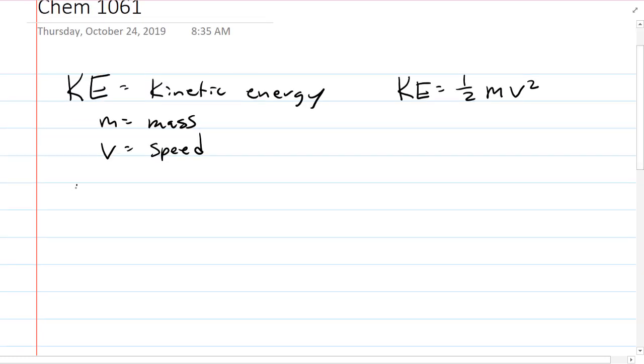So it turns out that the kinetic energy of all of the gases, as long as we have the same temperature, we say that these are equal, assuming that we are at the same temperature.